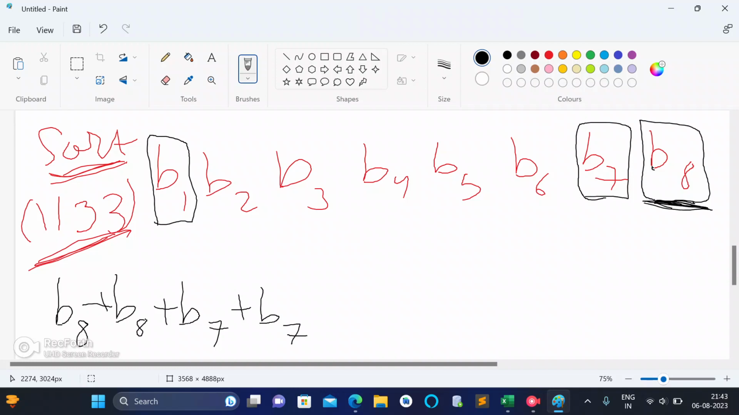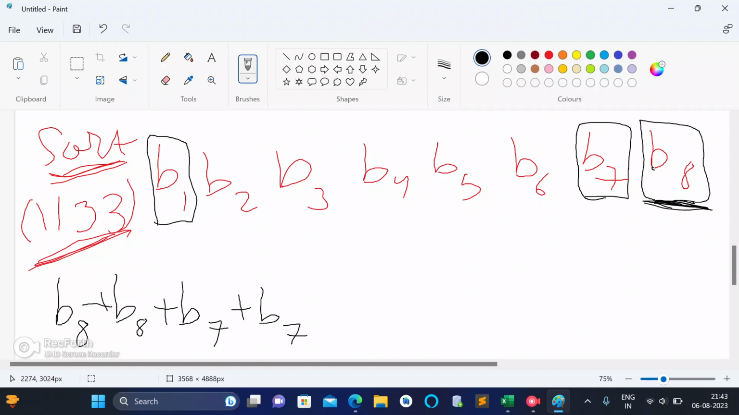And why do I add b8 2 times and b7 2 times? Because minimum and maximum both are b8 only, or minimum and maximum both are b7 only. I will tell you the reason of each and everything in a couple of minutes. For now just remember what I am doing.